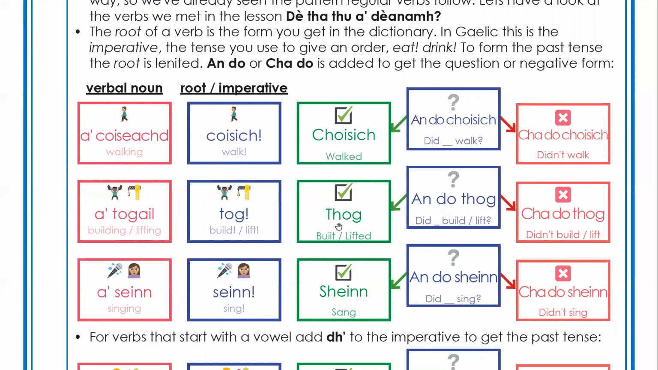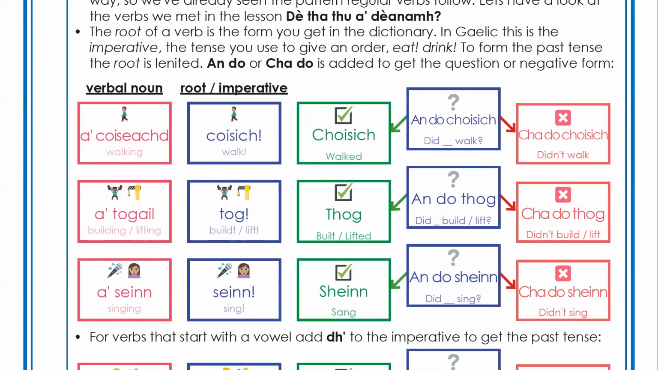Thog mi taigh anns an Eilean Sgitheanach. I built a house in the Isle of Skye. An do thog thu taigh? Did you build a house? An do thog thu? Did you build?